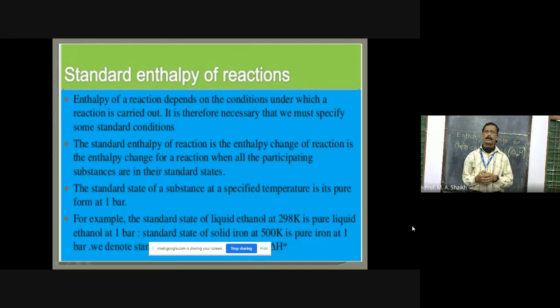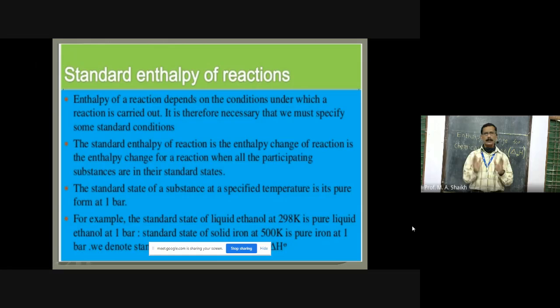On the slide at the top, read the heading. Heading is standard enthalpy of reaction. Along with enthalpy of reaction, one more word is added, standard. Now, for standard, what do we have to use? For standard, we have to use 0 after the delta H. When there is 0 after delta H, you have to use standard enthalpy of reaction.